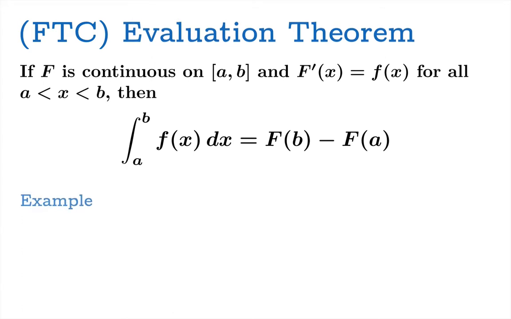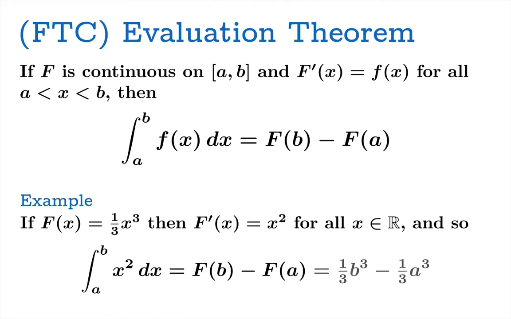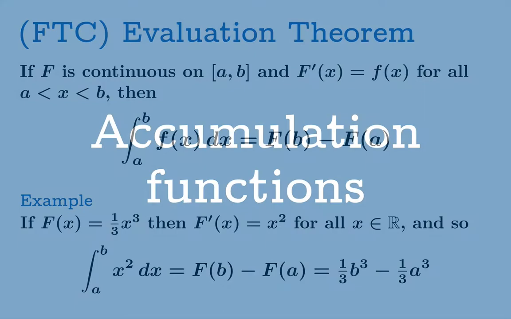So for example, since the derivative of 1/3 x cubed is x squared, that means 1/3 x cubed is an antiderivative of x squared. We would know that the definite integral of x squared on an interval from a to b is actually equal to the value of the antiderivative at each endpoint and then subtracted. And then you'd get 1/3 b cubed minus 1/3 a cubed, which is indeed a result we saw in a previous video about the signed area under the graph of x squared.